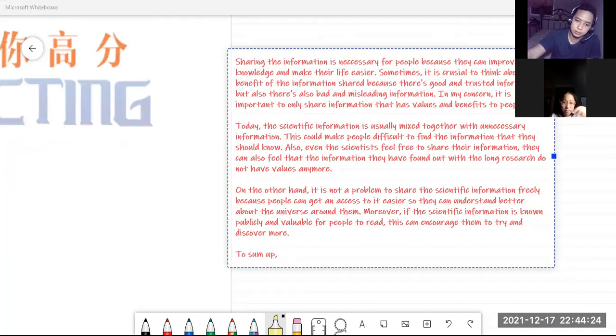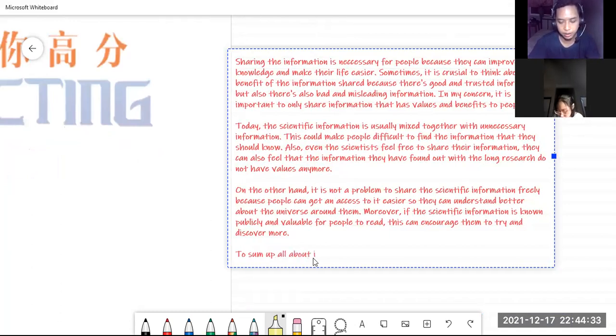Yes. Okay. To sum up all about it. Okay, what can we sum up from the writing we have done? What can you sum up? I think that information shares only good when it has value and benefits for people. To sum up about it, can you repeat? The information shared only good when it has the benefits and values to people.